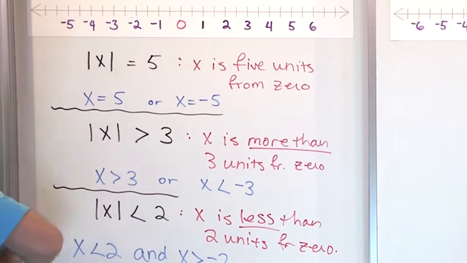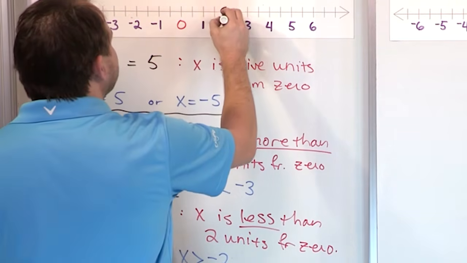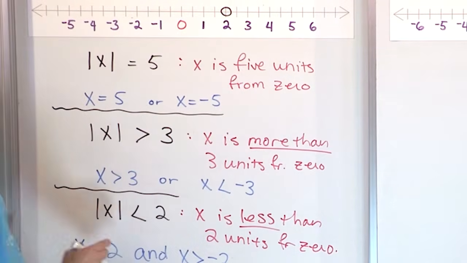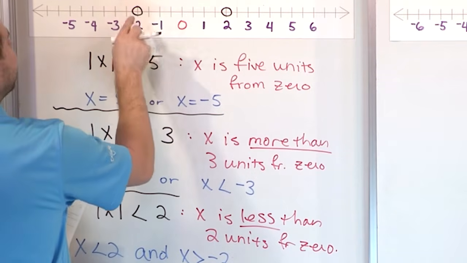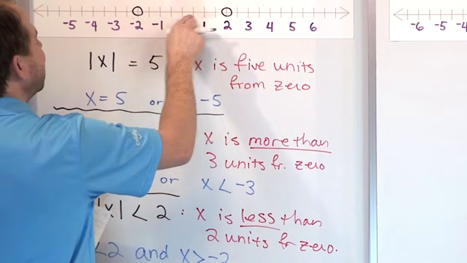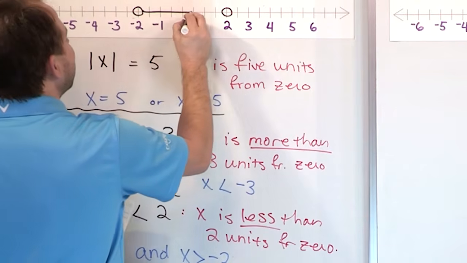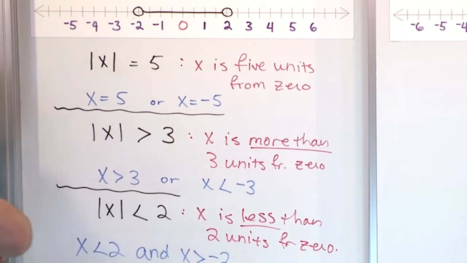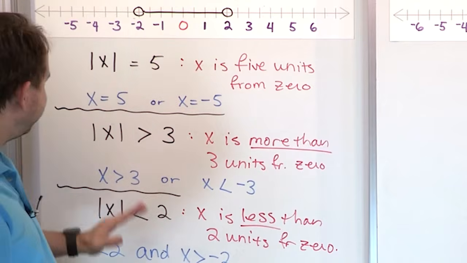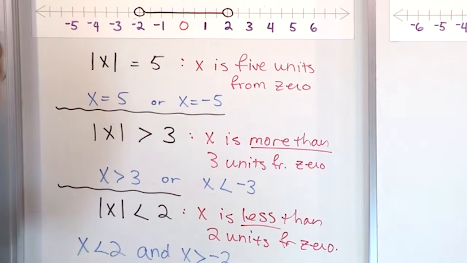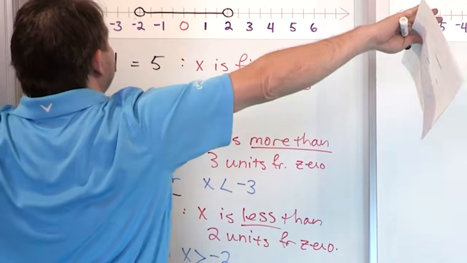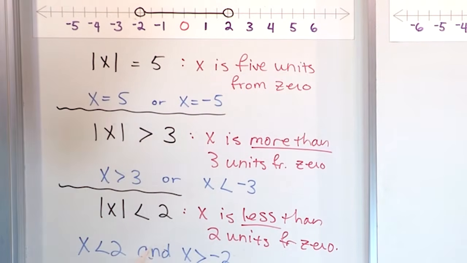X is less than 2 means I put an open circle here at 2, and it's going to be the numbers less than. But x is greater than -2 means I have to put an open circle here. So it has to be greater than -2 and less than 2. So it's this line segment, right? So now you see what it means. When you have an and, it's a segment on the number line, just like before. When you have an or, it's going both directions from some points, just like before.